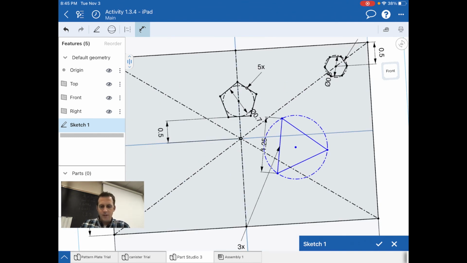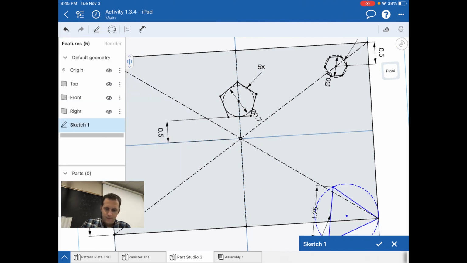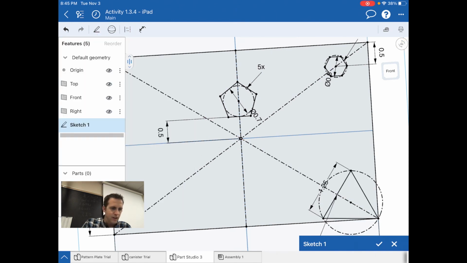Okay, next step is I need to lock the triangle into place. The triangle needs to have its vertex coincident with this vertex. So we'll start with that. Then this center needs to be coincident with that line right there. And you can see that is now locked into position.